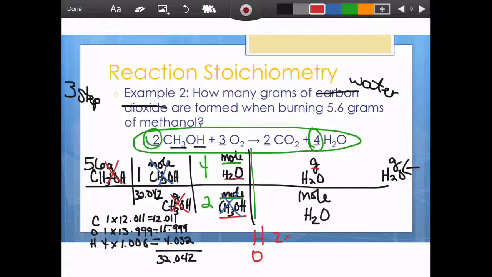I have 2 hydrogens times a mass of 1.008, and so that should give me 2.016. And then oxygen, I have 1 of those times the mass of 15.999, so that also carries through. When I add both of those together, I end up with a mass of 18.015, and that is what goes in front of my mass of water up here in my problem.